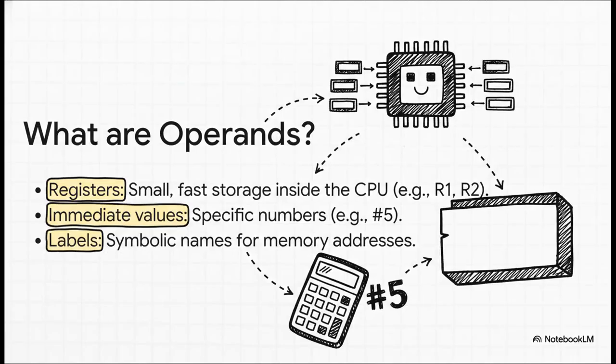So what are these opcodes actually working with? What are the operands? Well, they usually come in three flavors. They can be registers. Think of these as little lightning-fast scratch pads right on the CPU itself for quick calculations. They can be immediate values, which is just a fancy way of saying a specific number, like 5, or they can be those labels we just talked about, pointing to a memory address.